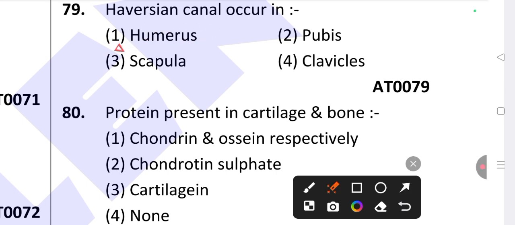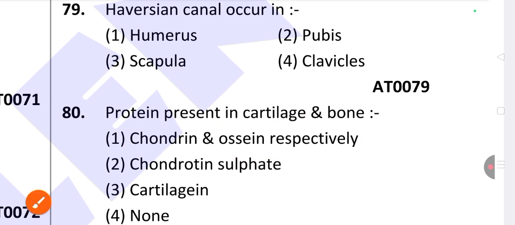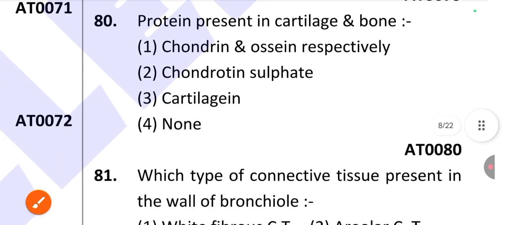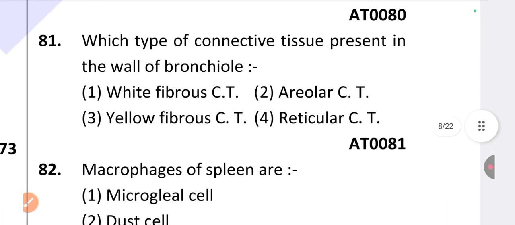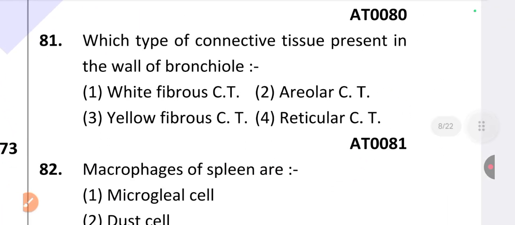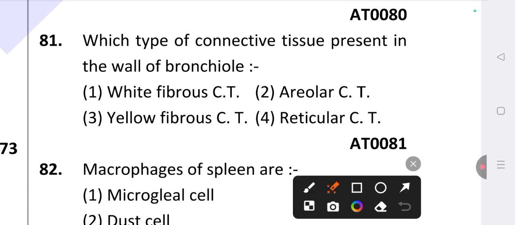Okay. 80th question. Protein present in cartilage and bone. So cartilage और bone में कौन सी protein present होते हैं? It is chondrin and ossein. ये protein we can see in cartilage and bone. Next, which type of connective tissue present in wall of bronchiole? So wall of bronchiole में we can see yellow fibrous connective tissue.